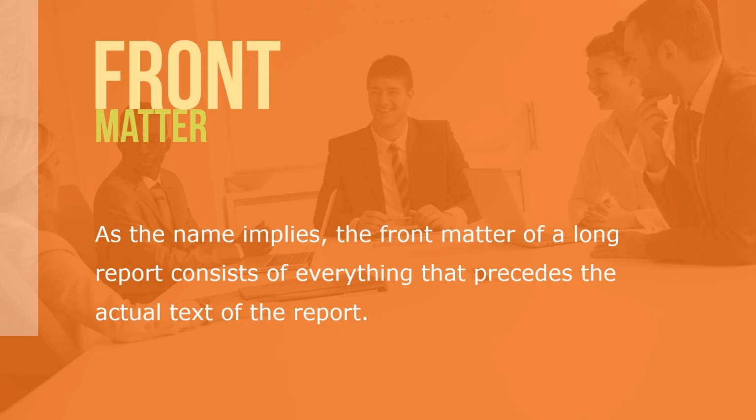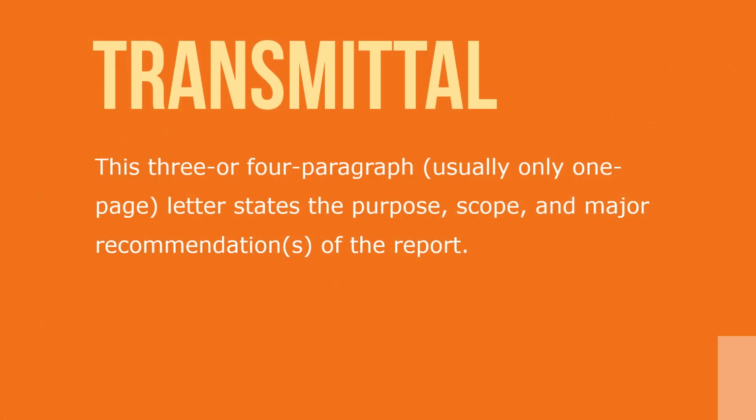As the name implies, the front matter of a long report consists of everything that precedes the actual text of the report. Such elements introduce, explain, and summarize to help the readers locate various parts of the report. The letter of transmittal is a 3 or 4 paragraph, usually only one-page letter that states the purpose, scope, and major recommendations of the report.